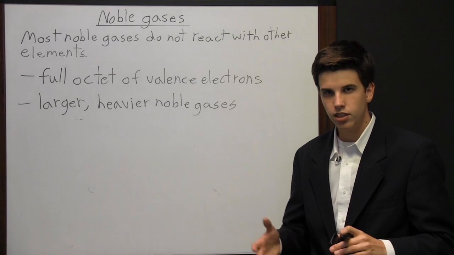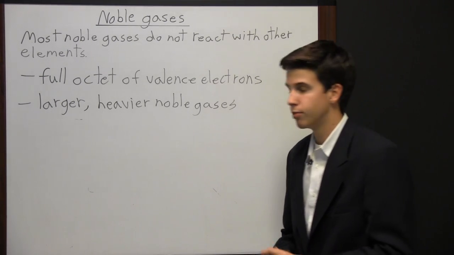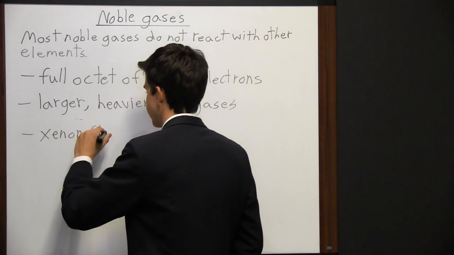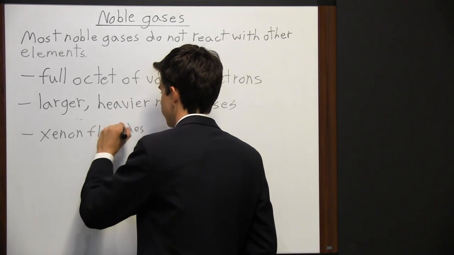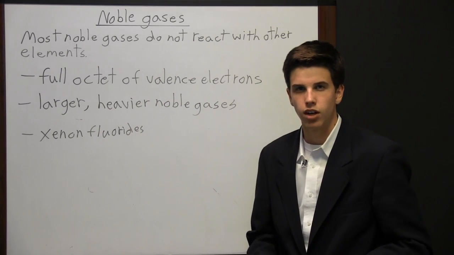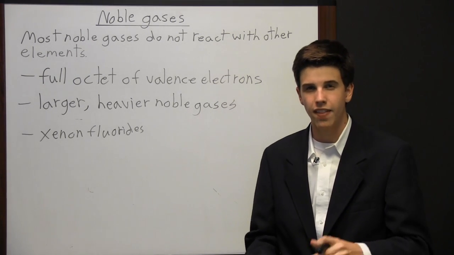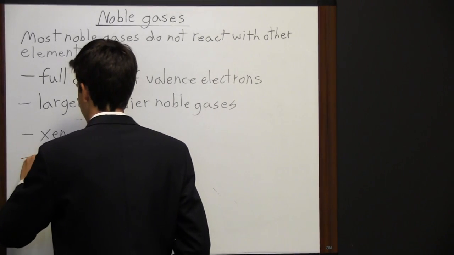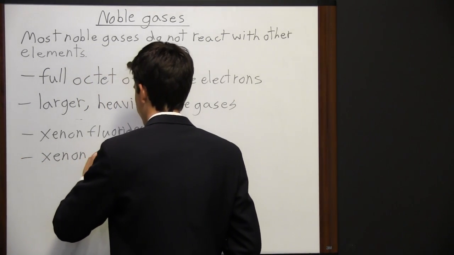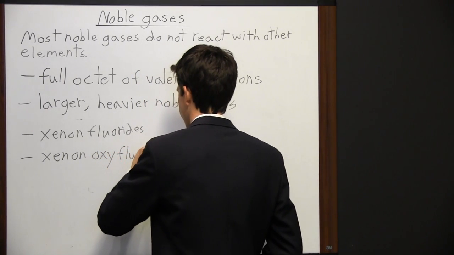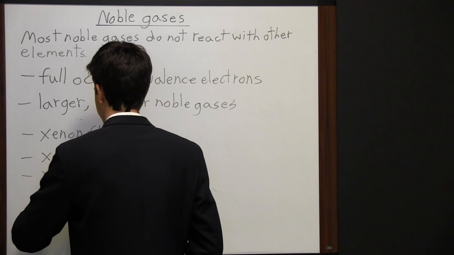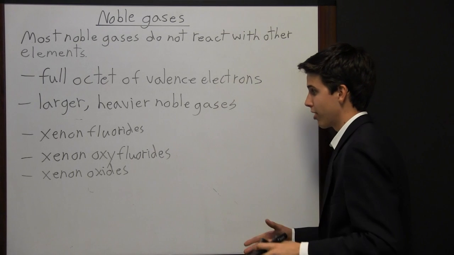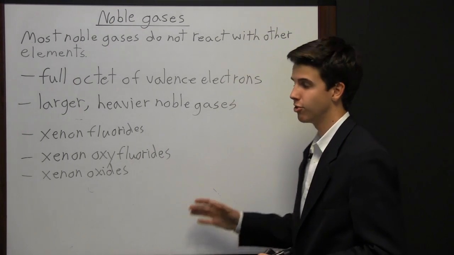Now, xenon can react with fluorine to produce xenon fluorides. So that's one example of noble gas compounds. And then xenon fluorides can react with water, and they can produce oxygen-containing xenon oxyfluorides, as well as xenon oxides. So that's a look at the reasons noble gases do not react with other elements and how it occurs when they do react with other elements.